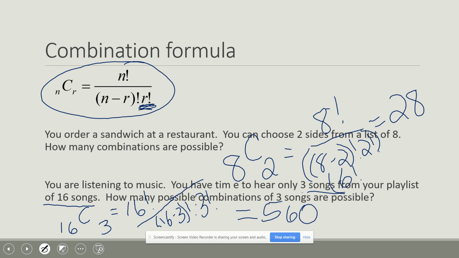Now, when we get into class tomorrow, we're also going to talk about Pascal's triangle, which is another way for us to determine combinations, especially if we're not able to have a calculator, or if for some reason we have a very basic calculator that doesn't have these factorial buttons. So remember to ask me about Pascal's triangle in class tomorrow. Besides that, this is it.